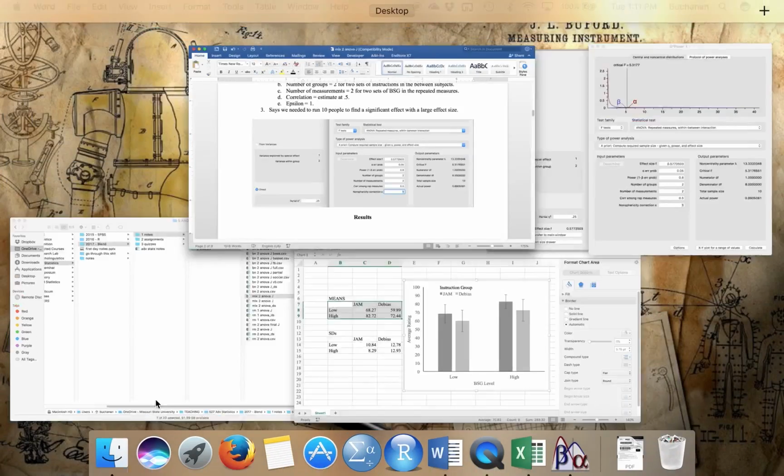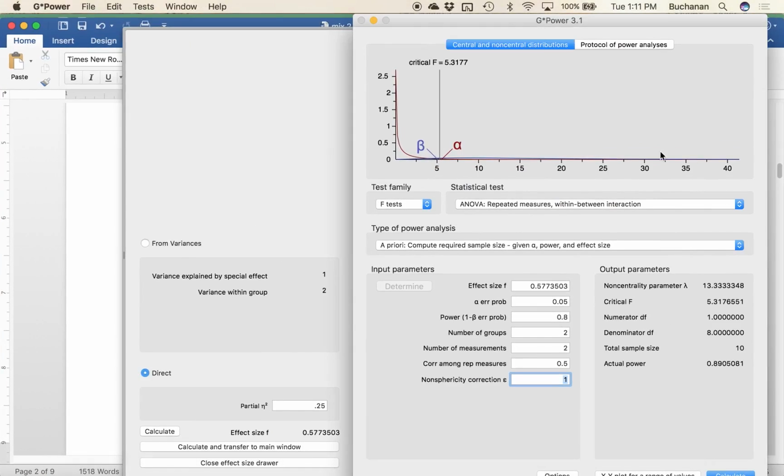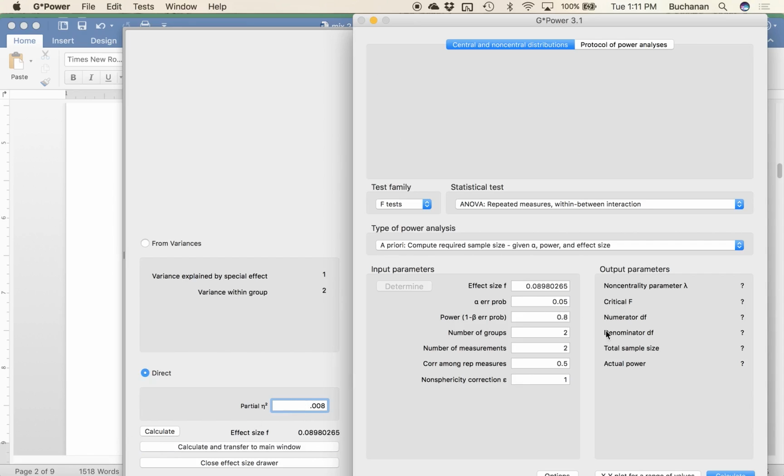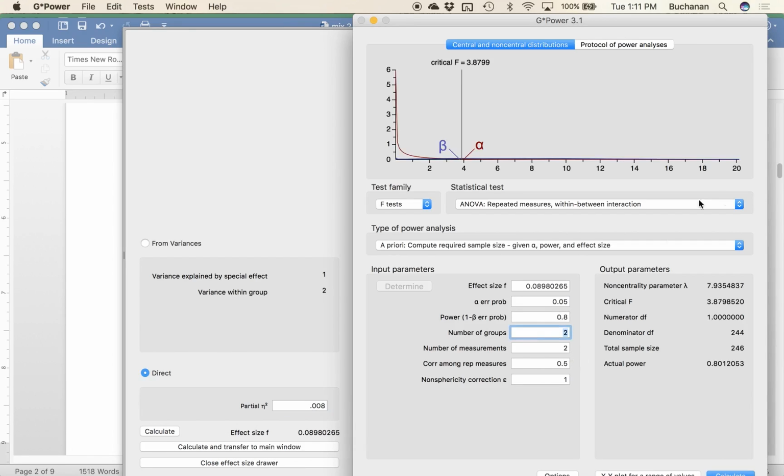And it says that we're going to need 10 people, which is what I got out here in my output. Now, if I wanted to estimate from this study how many participants I would need to find a significant interaction given the results from this study, I would change partial eta here to 0.008. That's the one we found in the study. Calculate and transfer to main. And if you're like me on a Mac and you can't quite get to that calculate button, you can click in any one of these boxes and hit enter, and it will automatically calculate for you.